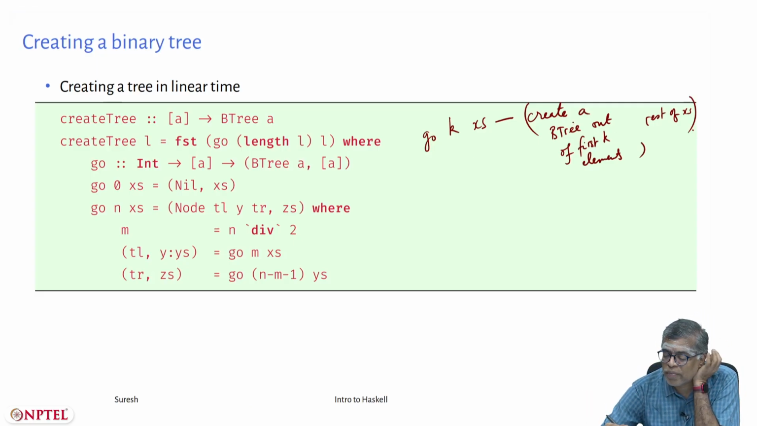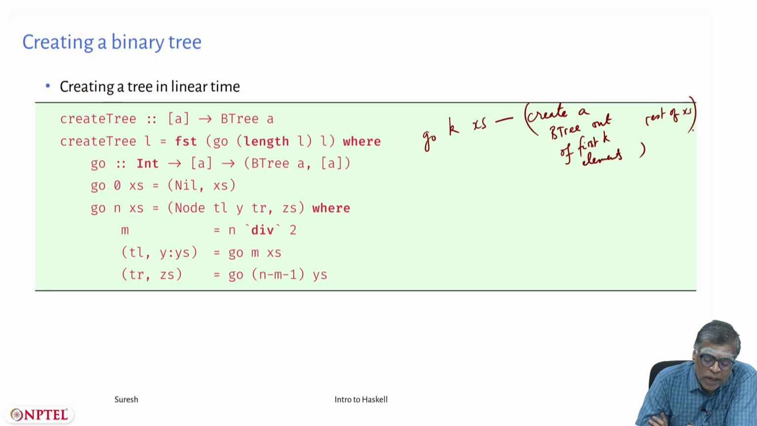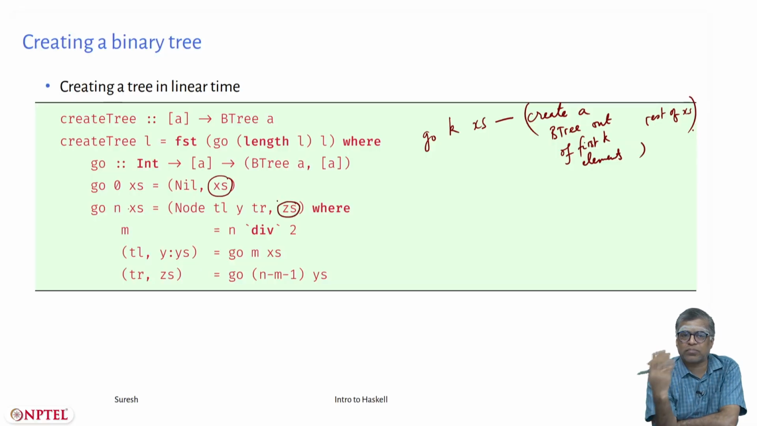I go n xs. So go 0 xs is nil comma xs, because I have to give the rest of xs. I have consumed only 0 elements, so this is the whole of xs. Go n xs is node tl y tr comma zs, where zs is whatever you get after dropping n elements. But how do you derive that?